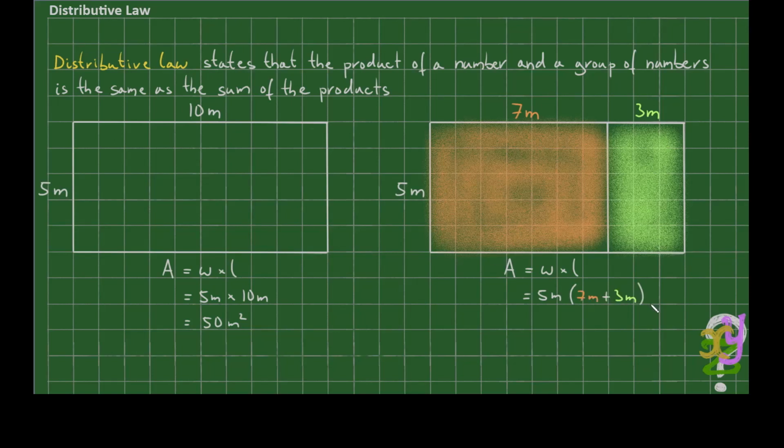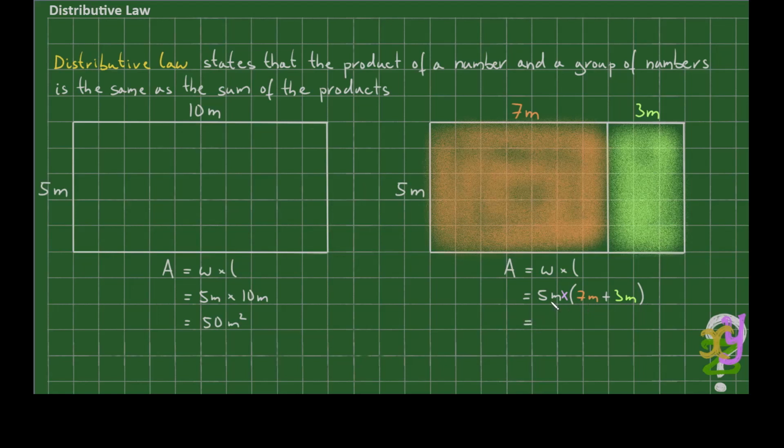Fair enough. How do I calculate this? How do I solve this bracket? We need to keep a very important thing in mind here. Between this 5m and the bracket, there is a multiplication sign. By convention, we do not usually write it in, but it is there. And it is telling me to multiply everything outside of the bracket by everything inside the bracket individually.